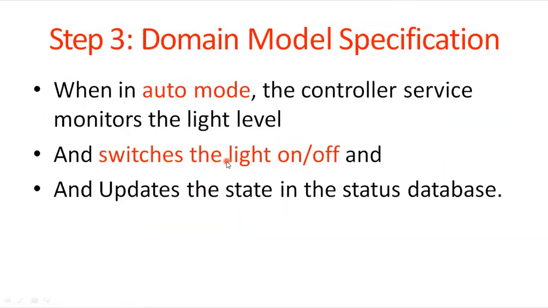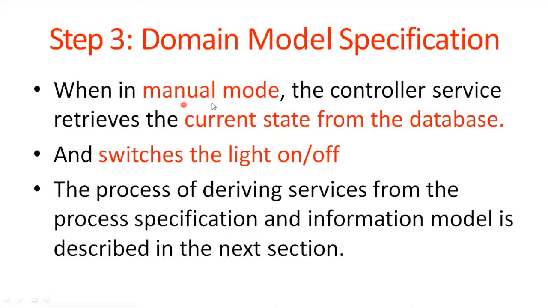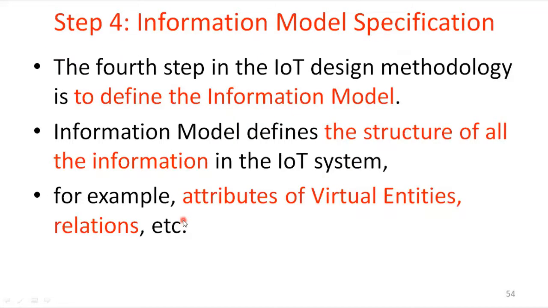And then coming to this one, when in auto mode, the controller service monitors the light level and then switches the light on or off, and then updates the state status database. And when in manual mode, the controller service retrieves the current state from the database and switches the light on or off. The process of deriving services from the process specification and information modeling is described in the next section. That means from the process and driven.